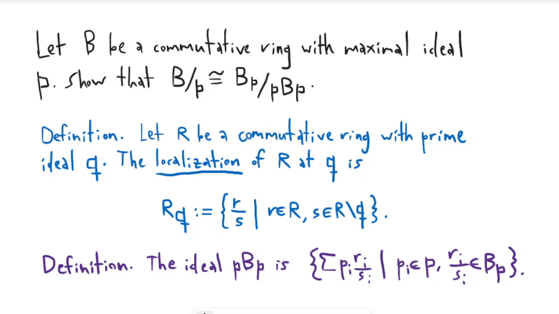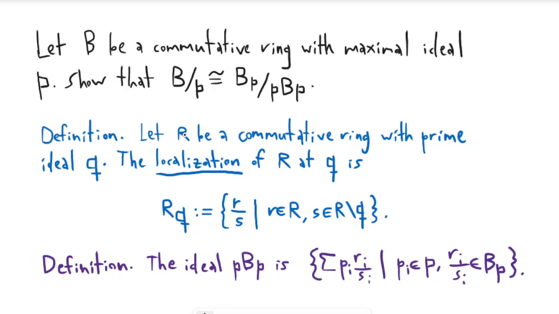Okay, so in this video we have a commutative ring B with maximal ideal P, and we want to show that the quotient B over P is isomorphic to this quotient here. So we're going to recall a couple definitions.